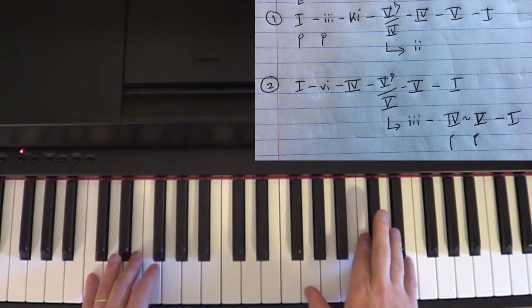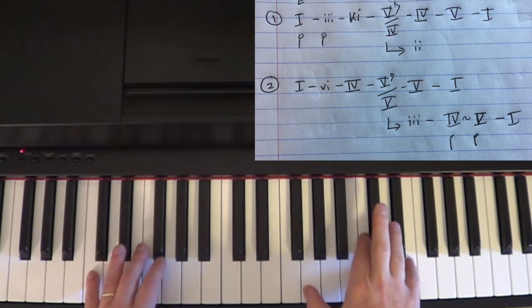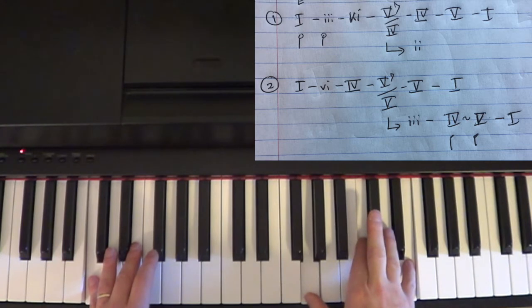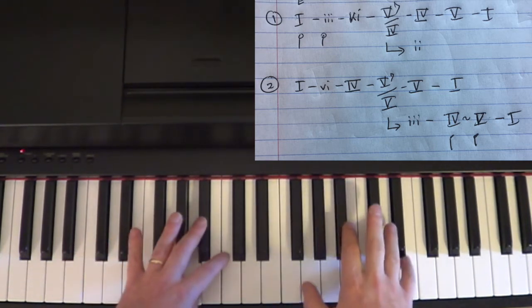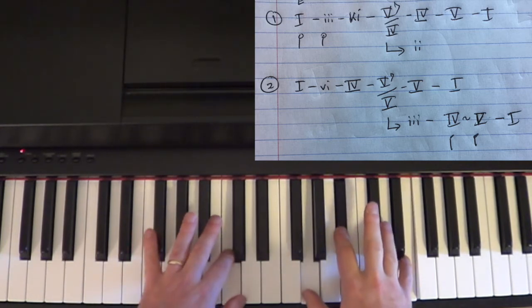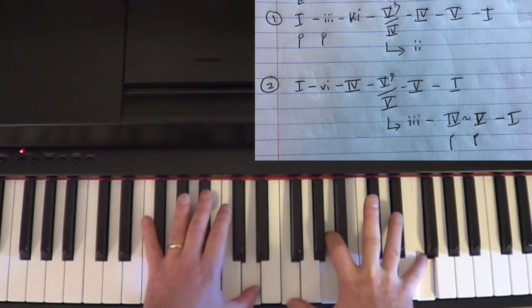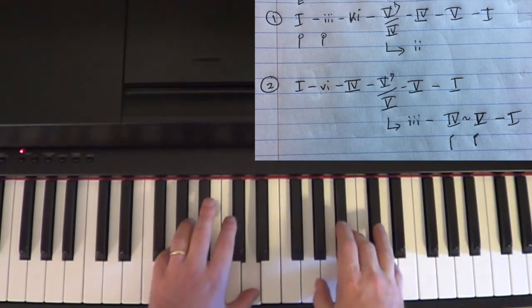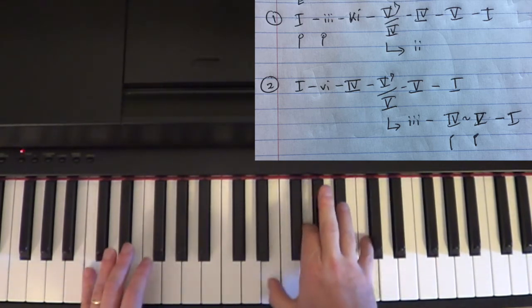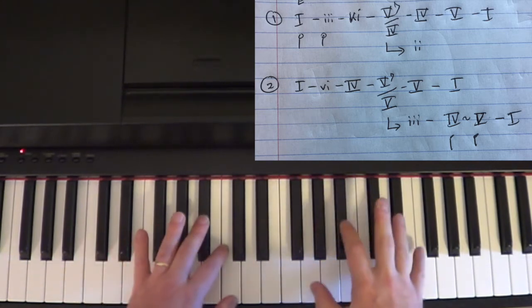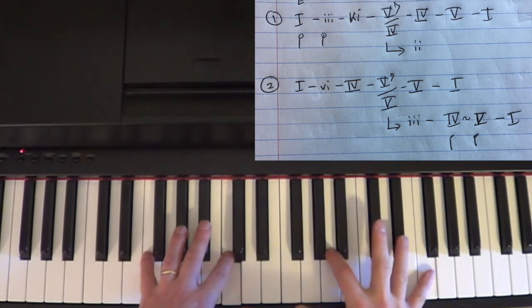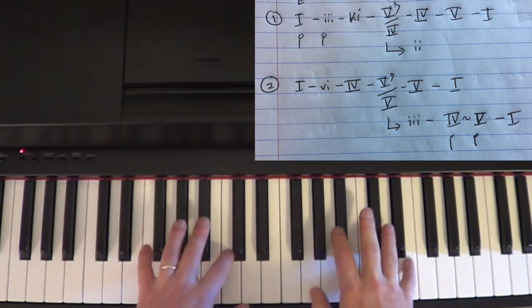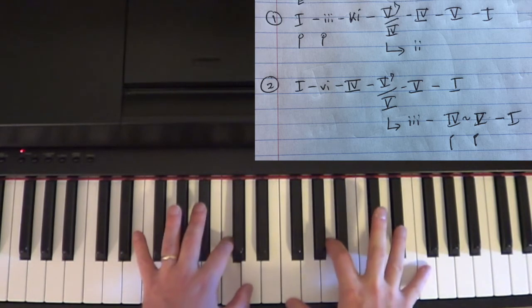Now let's hear it if we have a deceptive resolution. So we're going to do the 5, 7 of 4 to 2. 1 chord, 3 chord, 6 chord, 5, 7 of 4, our 2 chord, 5, 1. So again, the difference is between our 5, 7 of 4 going to 4 and our 5, 7 of 4 going to 2.